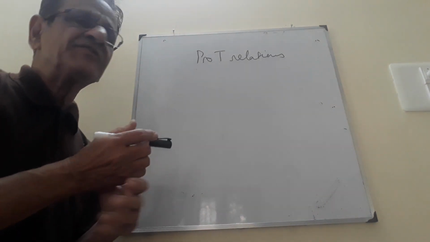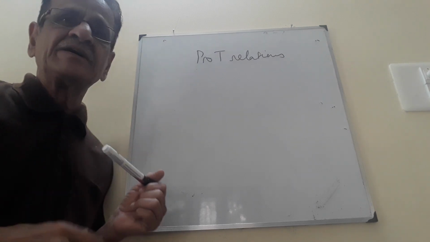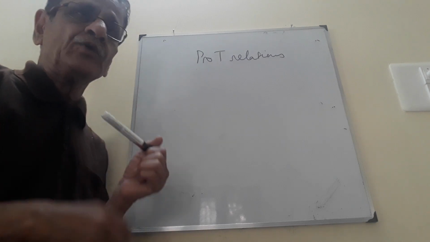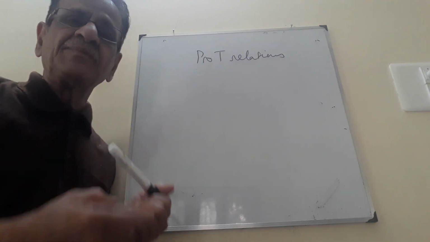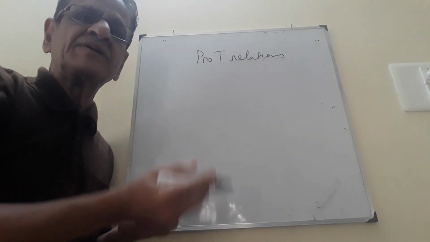This is my fifth lecture. I am going to talk to you about P.V.T relations, pressure, volume, temperature relations. In thermodynamics, there are two types of parameters which can be directly measured. For example, pressure, volume, and temperature can be measured.